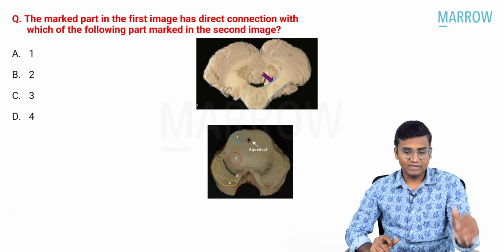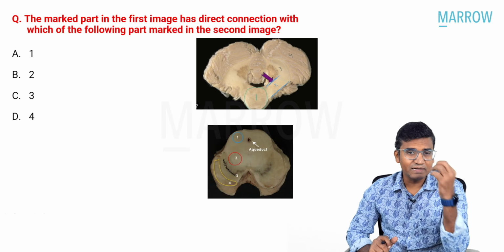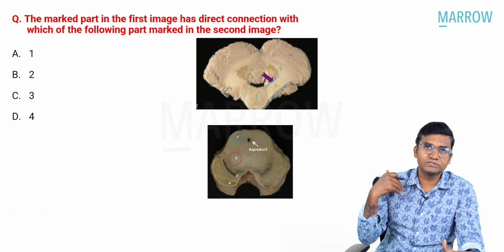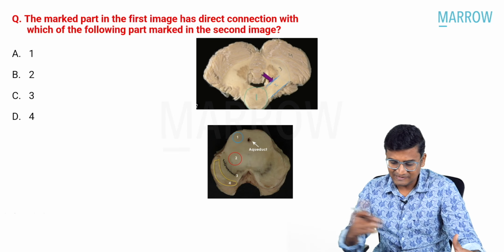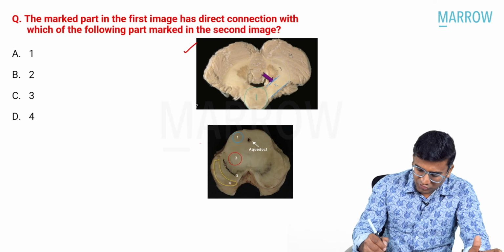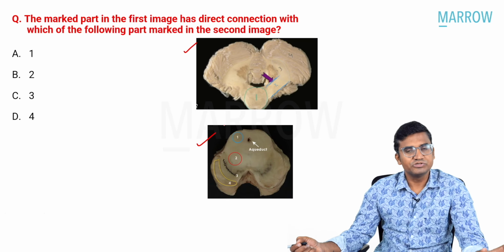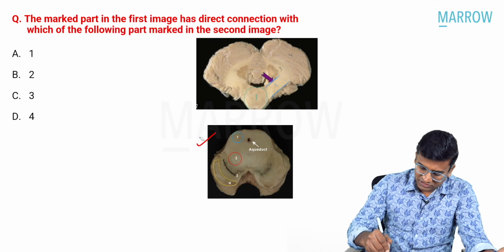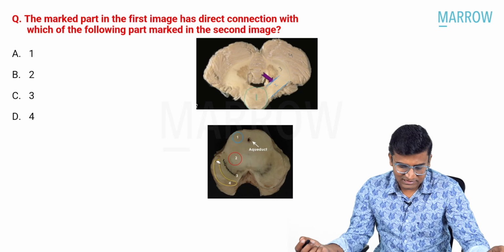Right. Next, from neuroanatomy, we got 3 questions. Again, this question is a repeat question. In the 2020-21 exam, they gave this question. Again, they repeated it with a new pattern. They have given 2 images. Usually, they will give 1 image and ask the question. Now, for a change, they gave 2 images and asked the question.